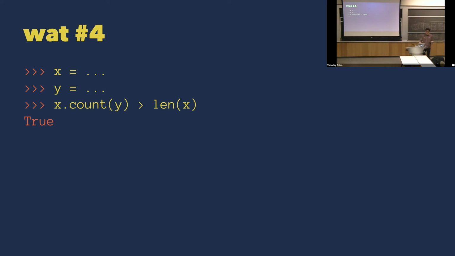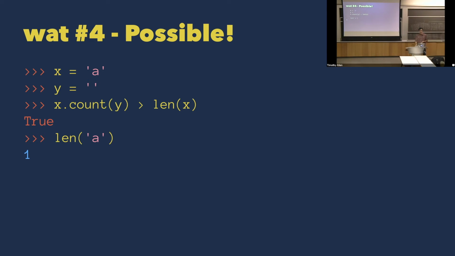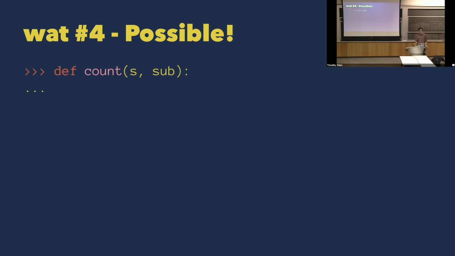This is a fun one. It's possible. If we make x a string, a single character string like a, and y an empty string, when we count the occurrences of the empty string in a, we actually get a value larger than the length of a. We get 1 for the length of a, and we get 2 for the occurrences of empty strings in a. This is a little weird. Doesn't make a lot of sense, but it's only for the empty string, and the reason is the way count works.